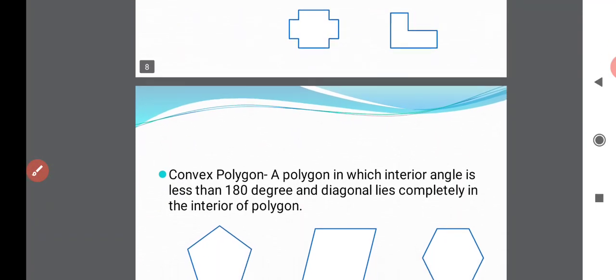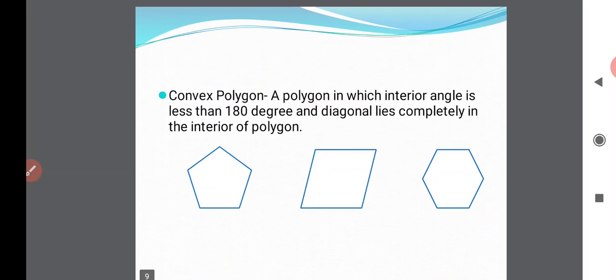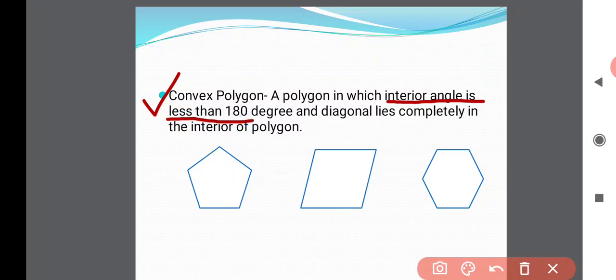Let's see the fourth and last type of polygon, that is the convex polygon. A polygon in which each interior angle, what is the measurement in this case? It is less than 180. And the diagonal lies completely in the interior. Draw any of the diagonals. You will find all the diagonals are in the interior. They are not in the exterior.